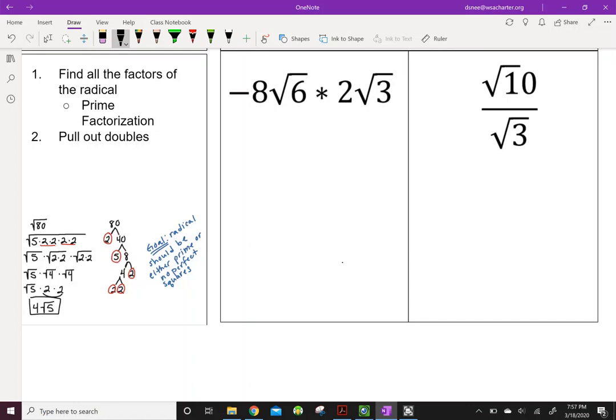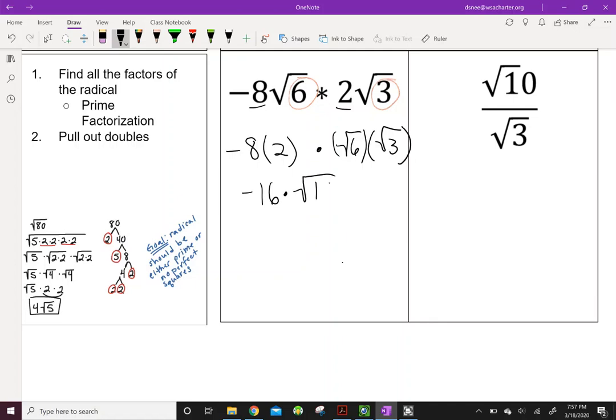When you're multiplying, what you're going to do is multiply these values and these values. You're going to multiply the coefficients by each other. You're going to multiply the radicands by each other. So negative 8 times 2 times the square root of 6 times the square root of 3. And what we get is negative 16 times the square root of 18.